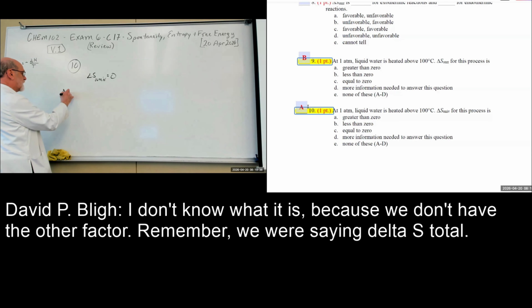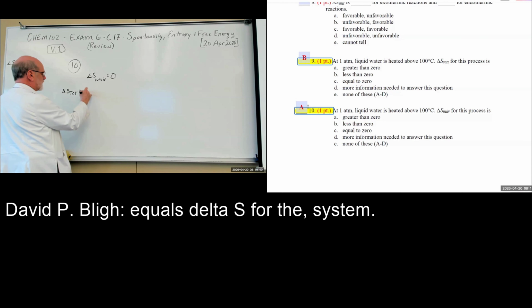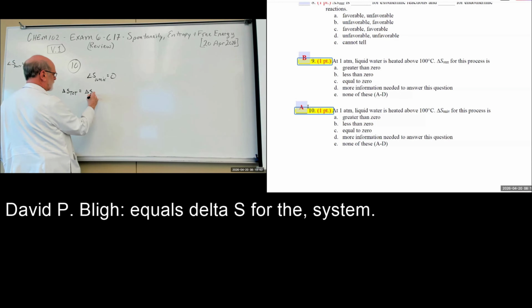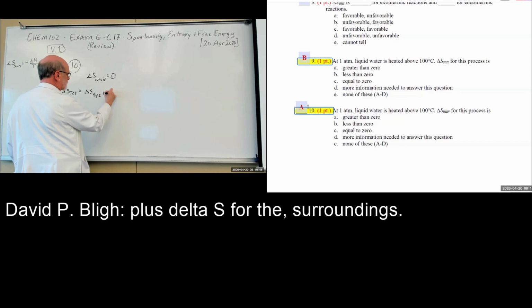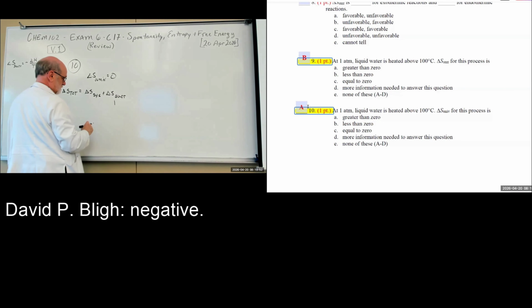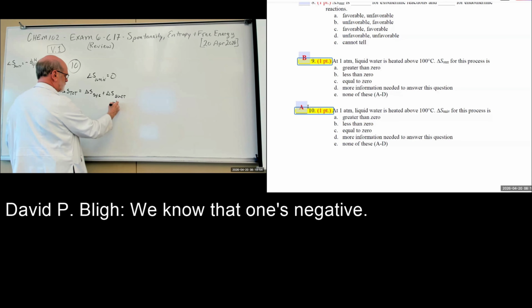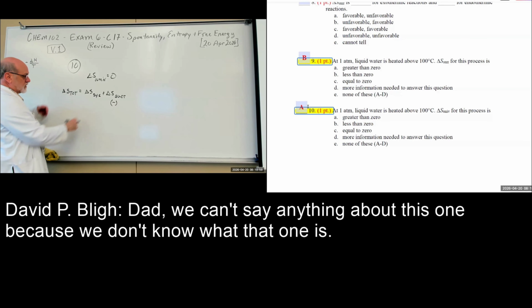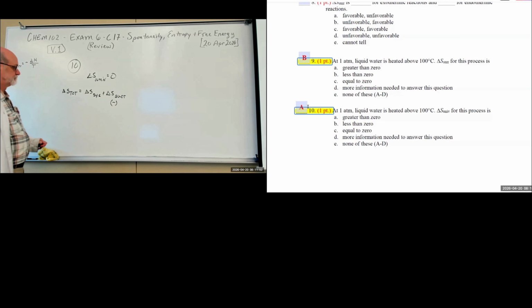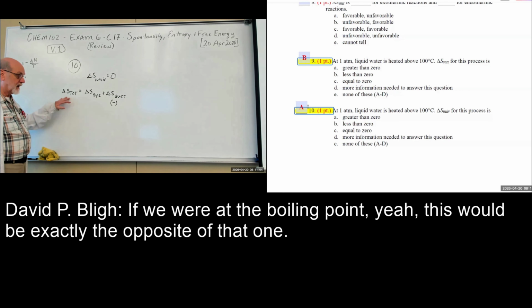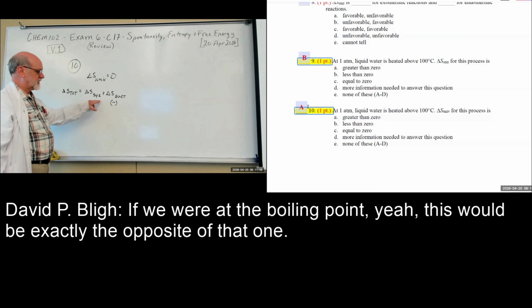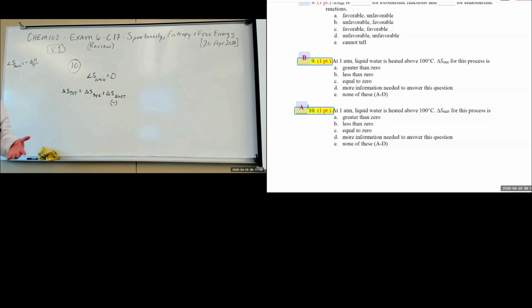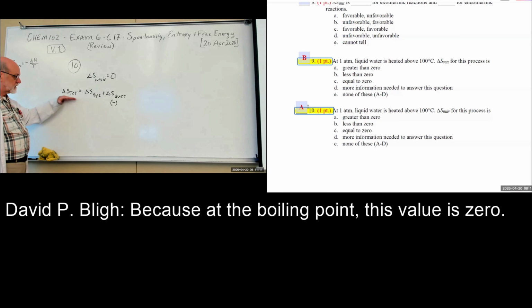Remember, if we were saying delta S total equals delta S for the system plus delta S for the surroundings, we know this one is negative. Then we can't say anything about this one because we don't know what that one is. If we were at the boiling point, this one would be exactly the opposite of that one and equal in magnitude, because at the boiling point, this value is 0.